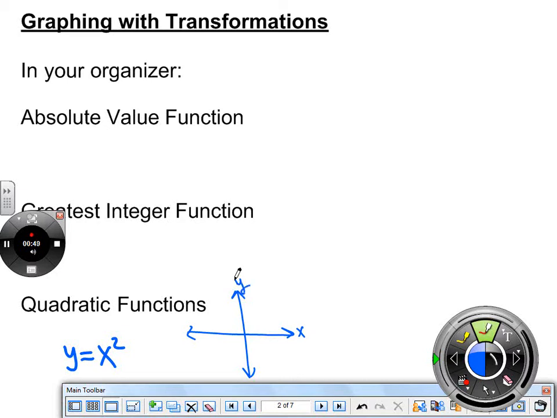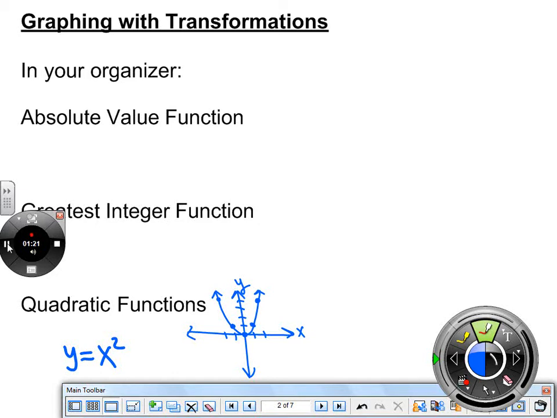So the way that looks is when you plug in 0, you would get 0. And when you plug in 1, you would get 1. And what do you get when you plug in 2? 4. And then you have the mirror image of that on the other side. So that is our parent graph for our quadratic functions, okay, for y equals x squared. So just take a second and get that on your door.